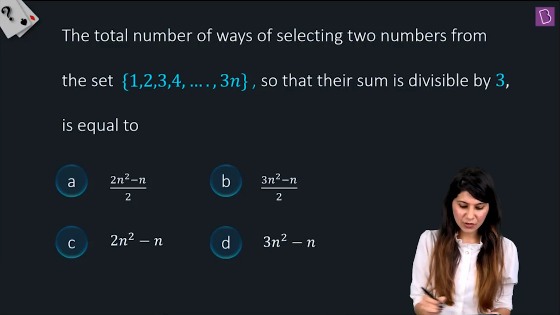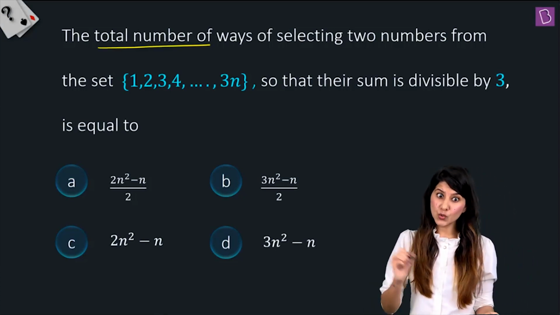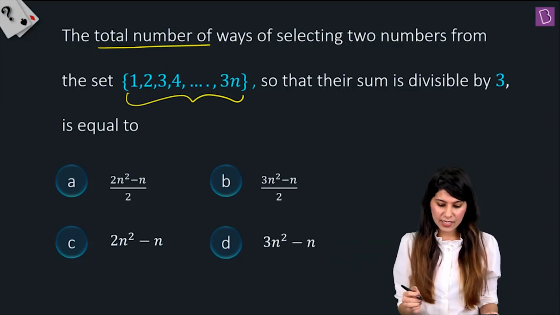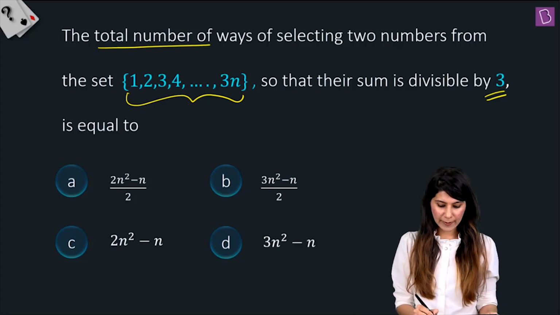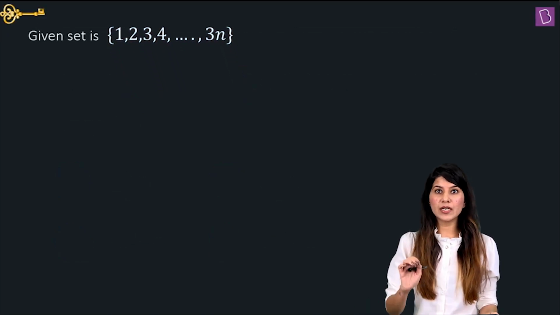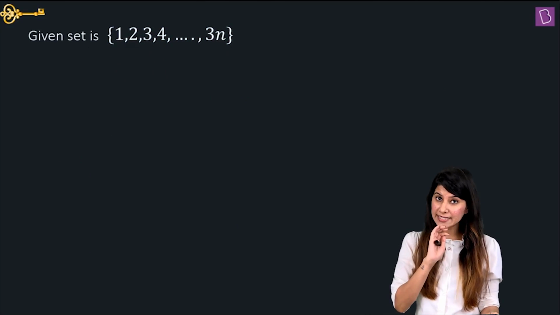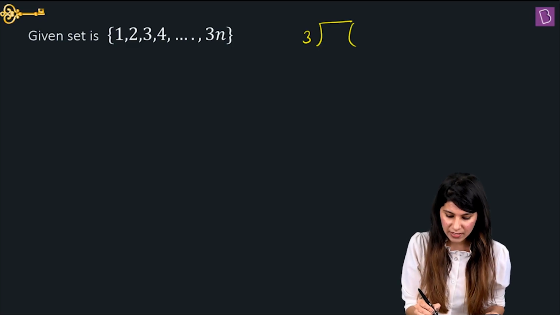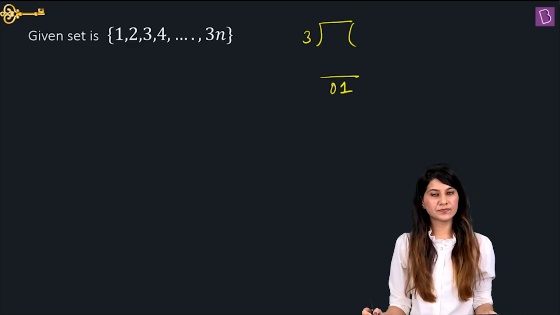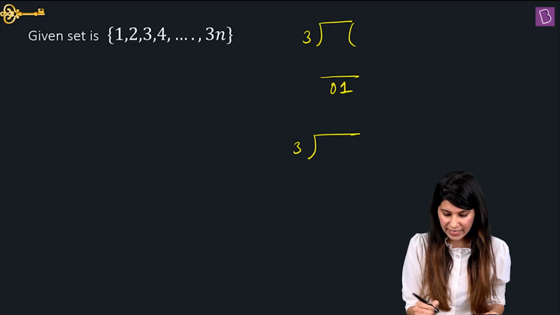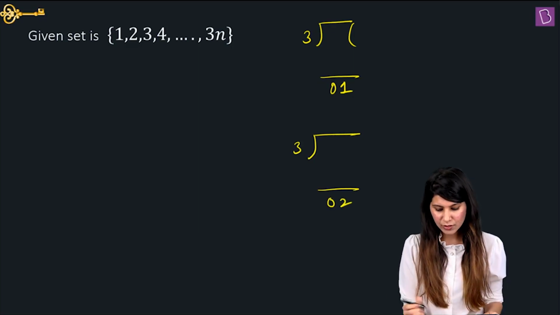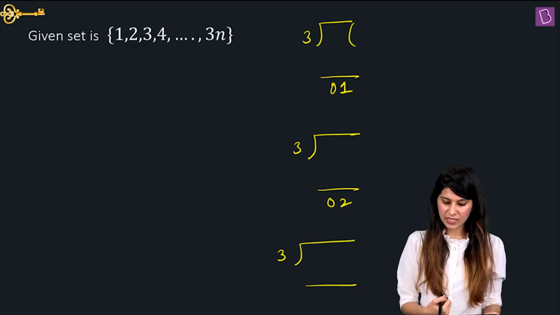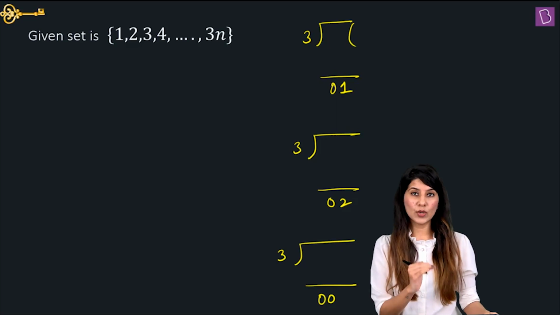In this question, we need to figure out the total number of ways of selecting two numbers from the set 1, 2, 3, 4 up to 3n so that their sum is divisible by 3. Okay. So when we talk about whether a number is divisible by 3 or not, there are exactly 3 cases. First, when you divide that number by 3, the remainder is 1. Next, the remainder can be 2. And when the remainder is 0, the number is completely divisible by 3.